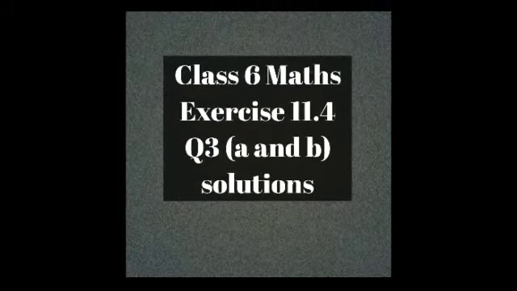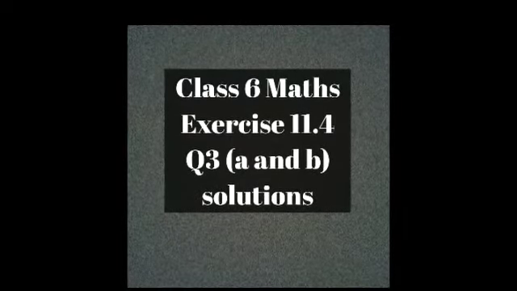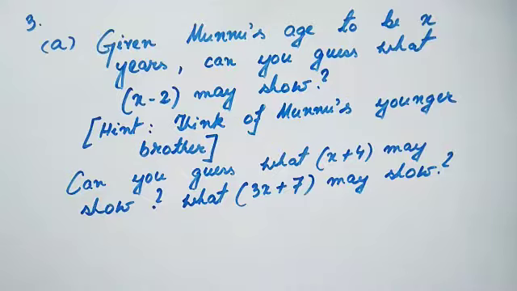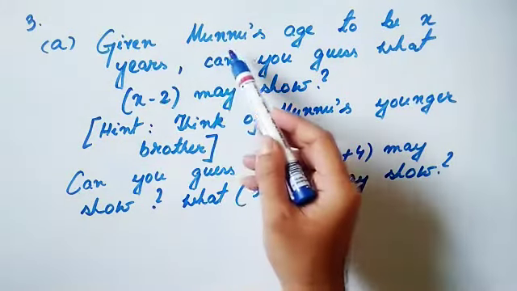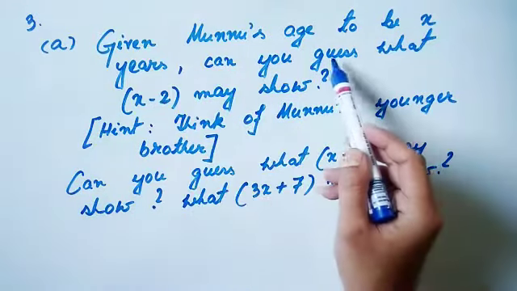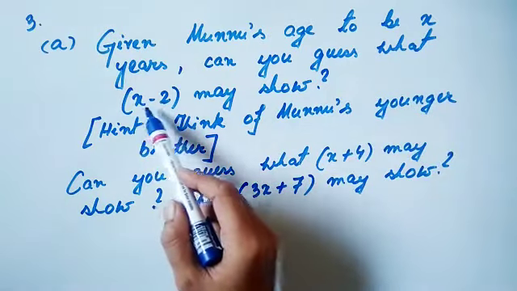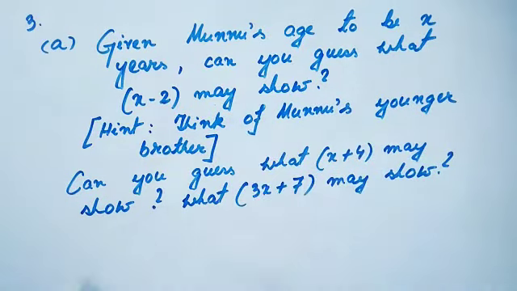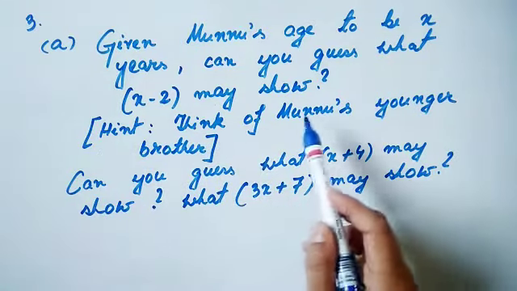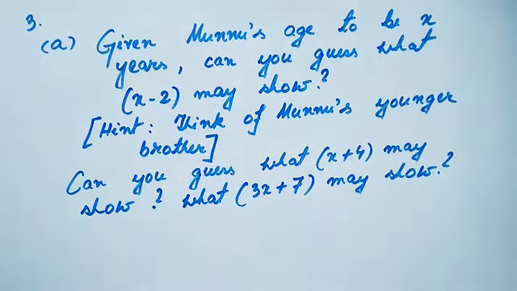This is BJ Tutor, and in this video, let us try to solve exercise 11.4, question number 3. So the first question says, given Monu's age to be X years, can you guess what X minus 2 may show? And they have given us the hint. It says, think of Monu's younger brother.